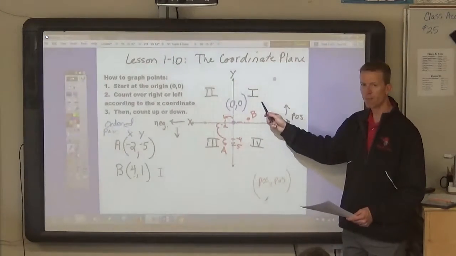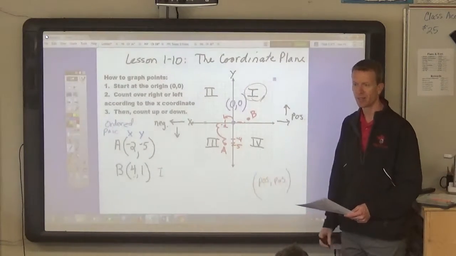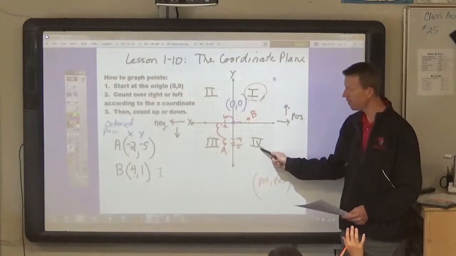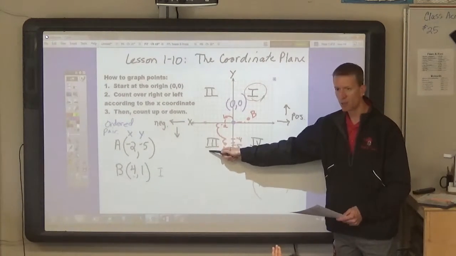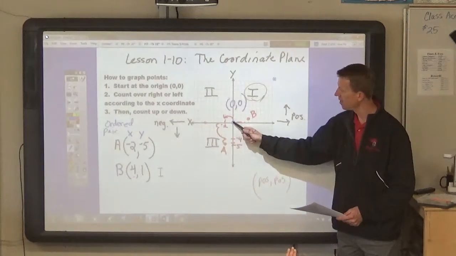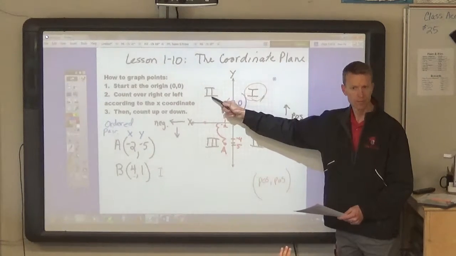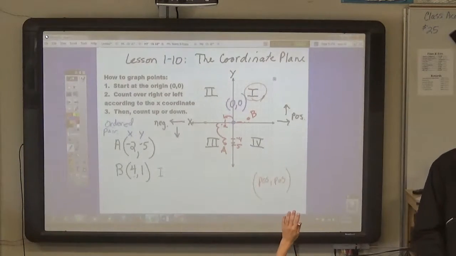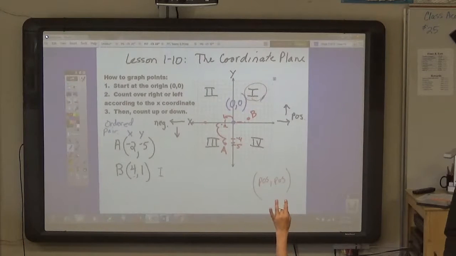If both numbers are positive, we know that it's going to be in quadrant 1. That's the only place it can end up. Positive, positive, it has to go in quadrant 1. Positive, negative would go in quadrant 4. Negative, negative is in quadrant 3. And negative, positive is in quadrant 2. Okay? And then anytime there's a 0 in the coordinates, it's always on the line. It's always not in any quadrant. Then it's just on the line.